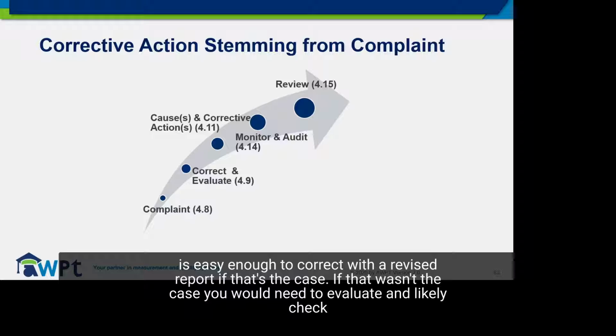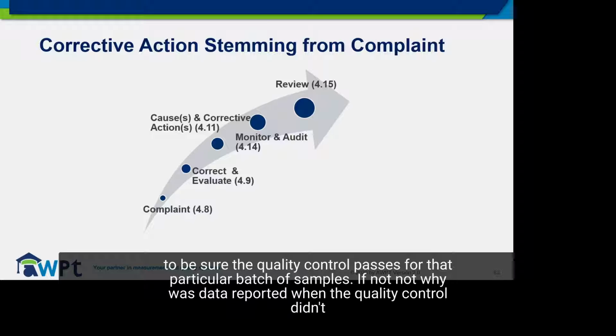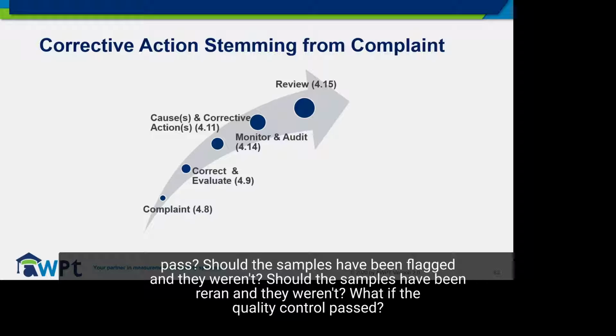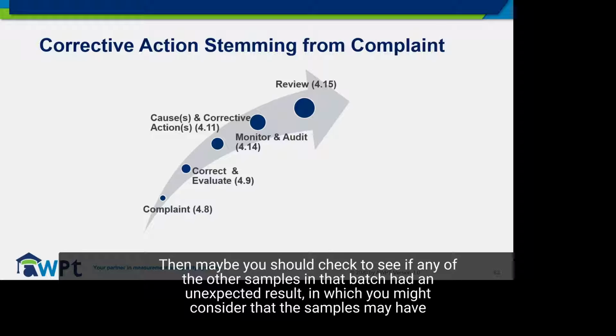If that wasn't the case, you would need to evaluate and likely check to be sure the quality control passed for that particular batch of samples. If not, why was the data reported when the quality control didn't pass? Should the samples have been flagged and they weren't? Should the samples have been reran and they weren't? What if the quality control passed? Then maybe you should check to see if any of the other samples in that batch had an unexpected result in which you might consider that the samples may have been switched.